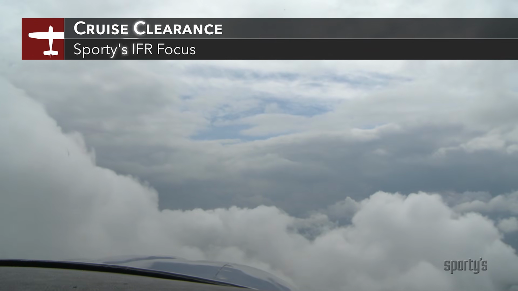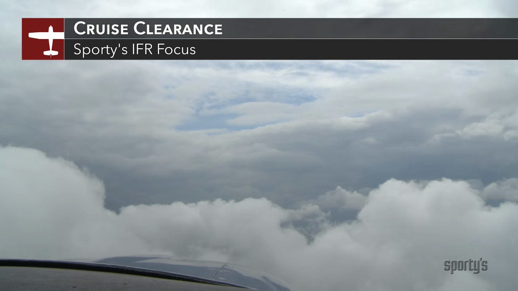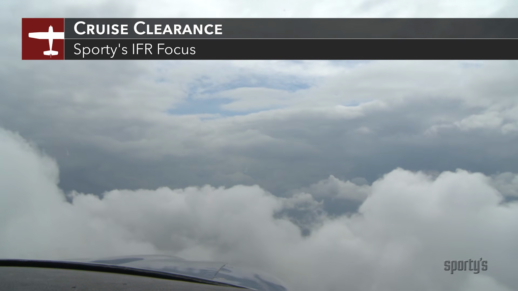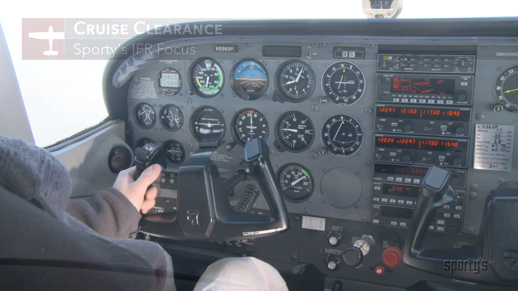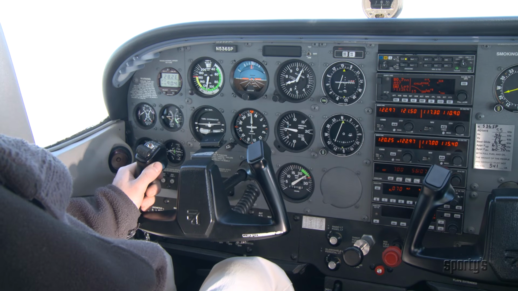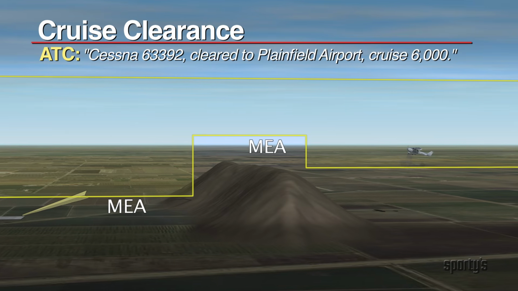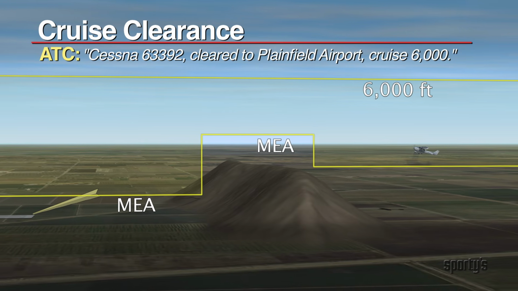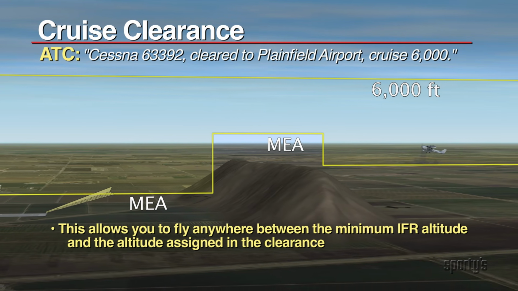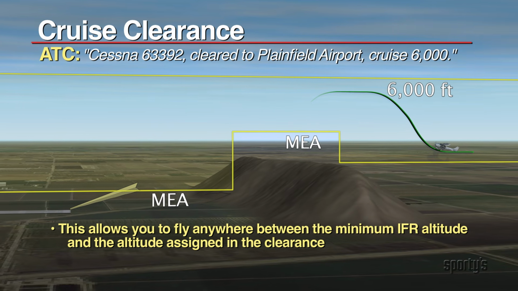Instead of clearing the aircraft to maintain an altitude, the cruise clearance is initiated when the controller clears the aircraft to cruise an altitude. A cruise clearance allows the pilot to select any altitude between the minimum for IFR and the cruise altitude specified. For instance, cruise 6,000 means the pilot could climb or descend within the block from 6,000 feet and the minimum for IFR.